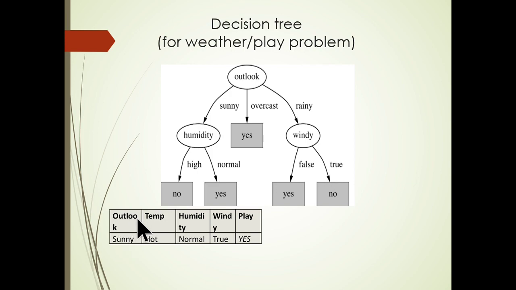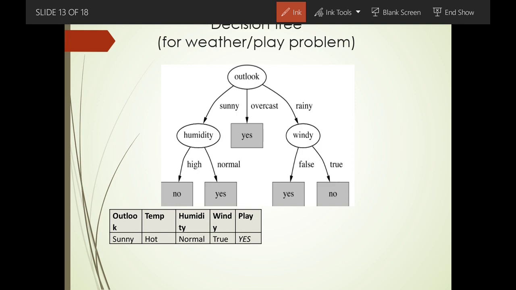Now the initial question was: Outlook is sunny, temperature is hot, humidity is normal, windy is true. First outlook is sunny, so we go towards this side. Temperature is hot, so we don't have that information, but humidity is equal to normal, so it will go to the right side. Based on these conditions, we predict that play is going to happen. Okay, thank you.